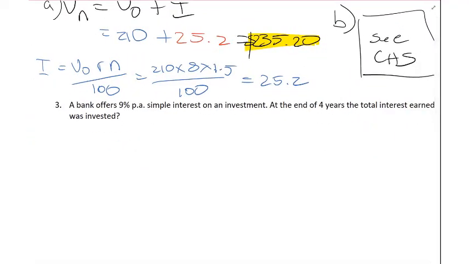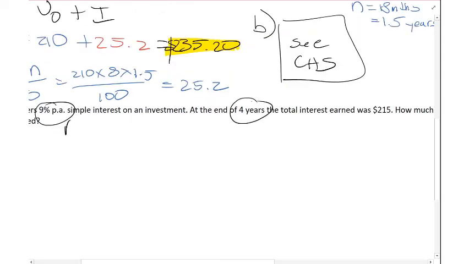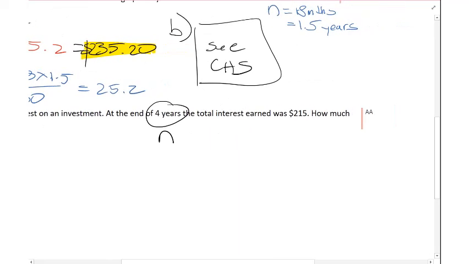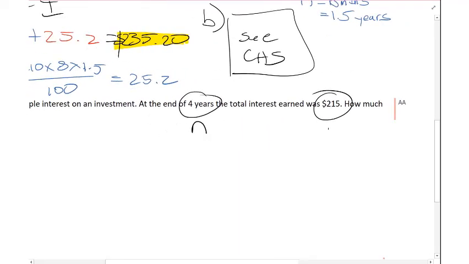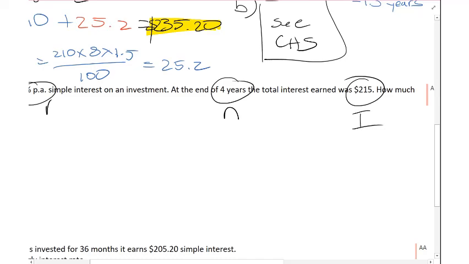So, third question. A bank offers 9% per annum simple interest on an investment. At the end of 4 years, the total interest earned was $215. So how much money was invested? All right, so what we've got here is R. What we've got here is N. And what we've got here is I. Okay? So we know what that value is.